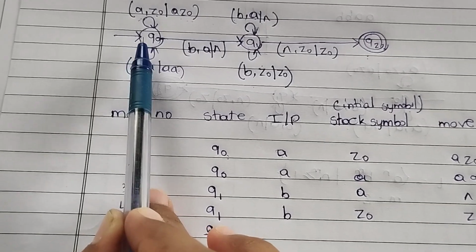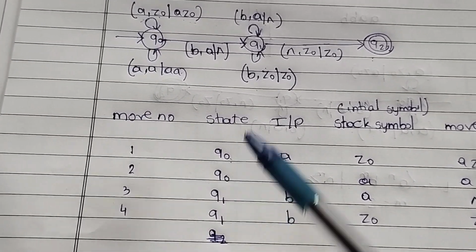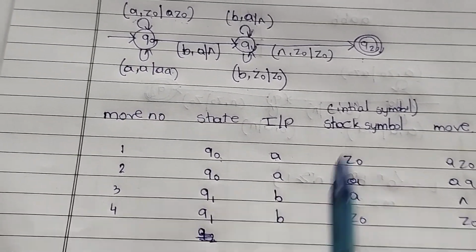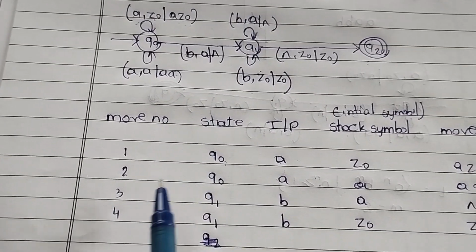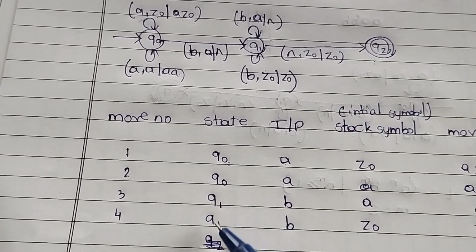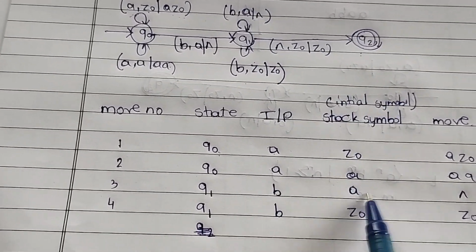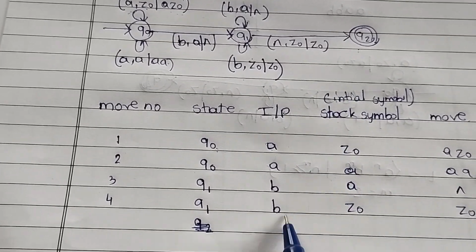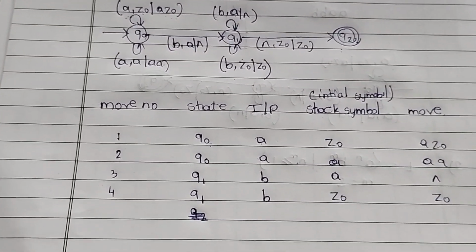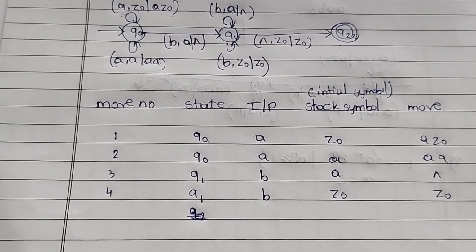So for Q0, two transitions are present, so we write Q0 two times. Then the first transition as it is, the second transition as it is, then the Q1 state comes. Write Q1. Again two transitions are present here, so we write Q1 two times. And these transitions: B A null, B A null, B Z naught Z naught, B Z naught Z naught, and completed. Now our whole answer is ready. So in this way, please write the answers.